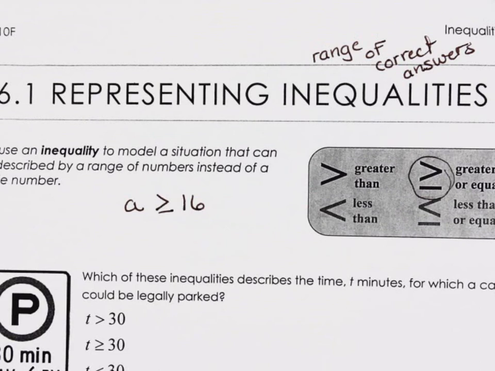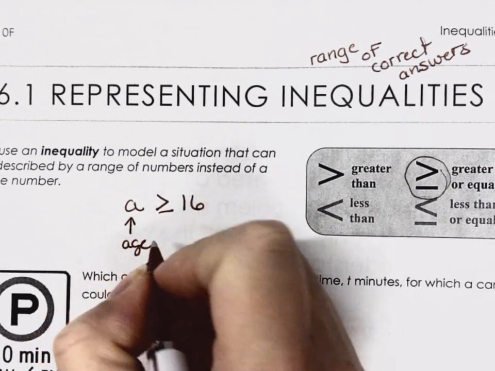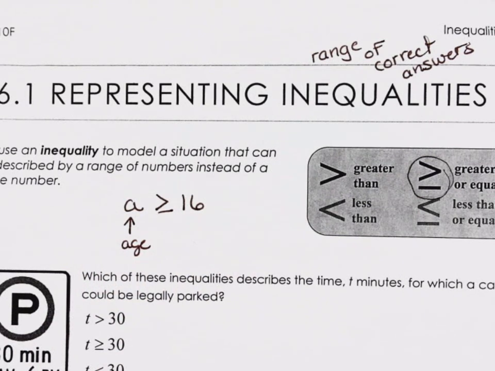So what we're going to be doing today is creating these inequalities. We don't know what the age is of the person, but any age greater than or equal to 16, you can go get your driver's license.